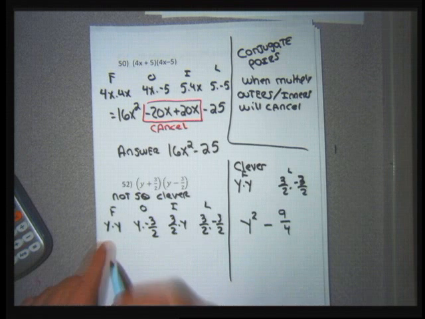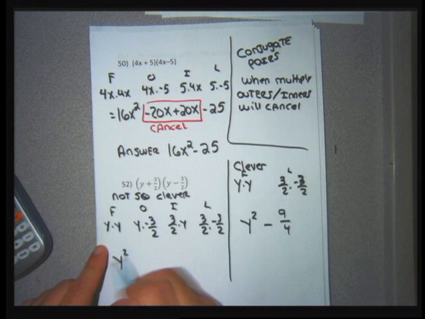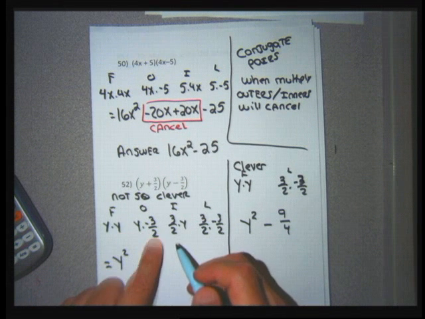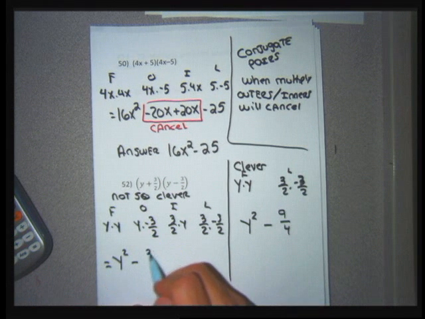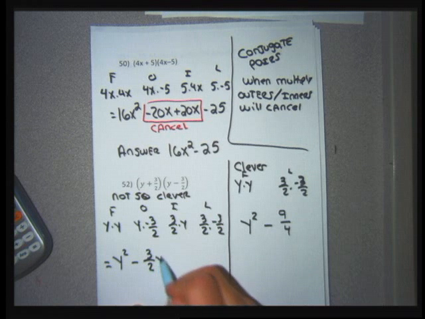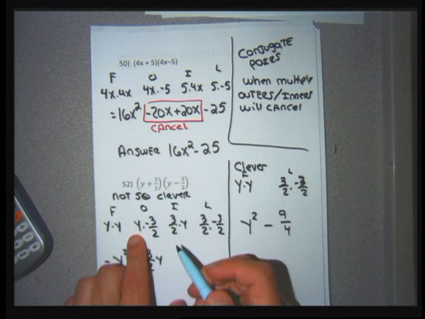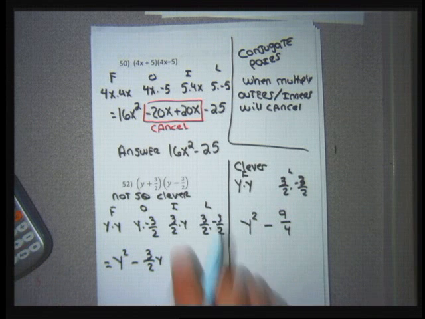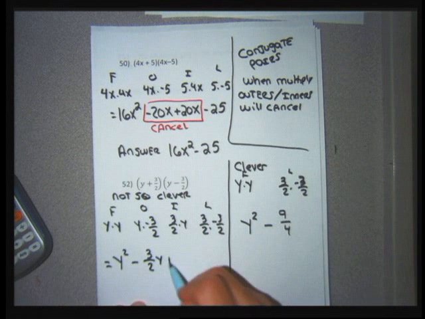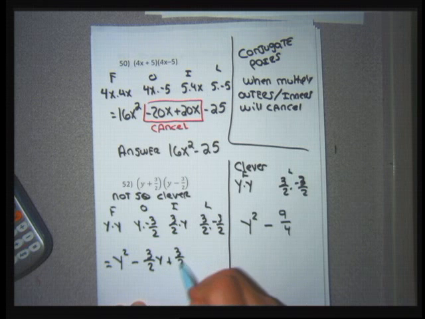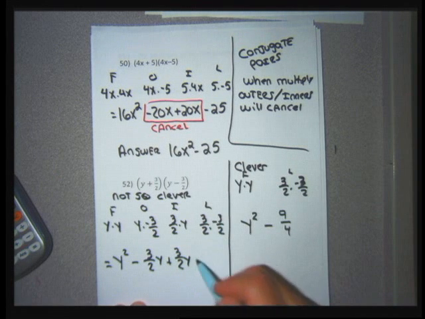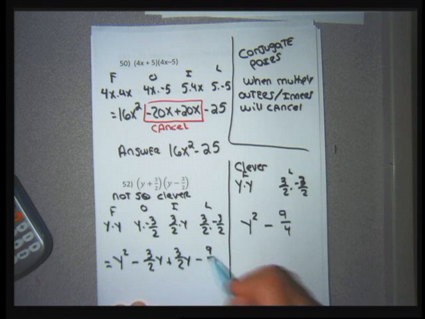For the first, y times y is positive y squared. The outers, I'm just going to write those in a different order. I'm going to write the minus 3/2 and then the y. When I'm multiplying just a number times a letter, I just leave them written next to each other with the appropriate sign. The inners, I'm just going to put a plus sign. I'm going to leave the 3/2 and the y next to each other. And the last, I'll go 3 times negative 3 is negative 9, 2 times 2 is 4.